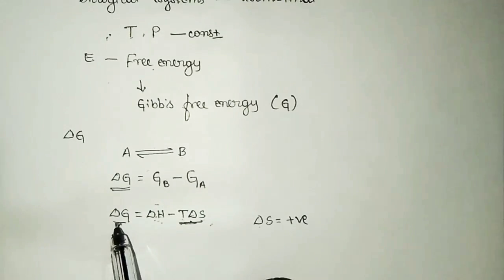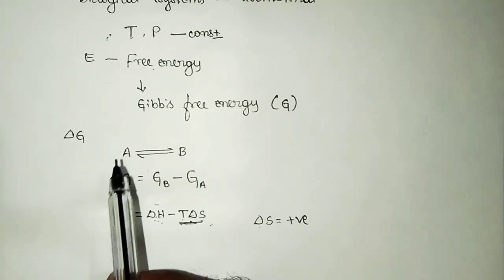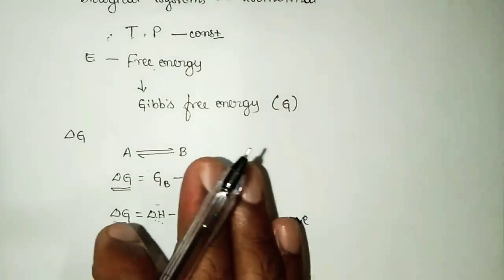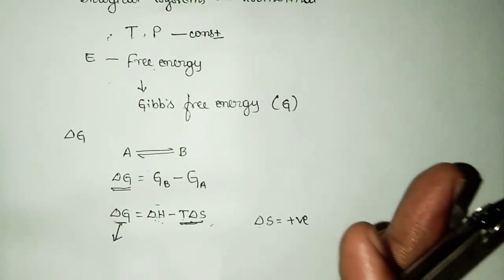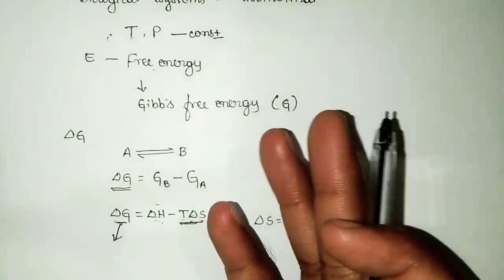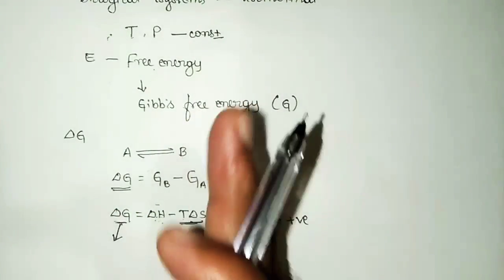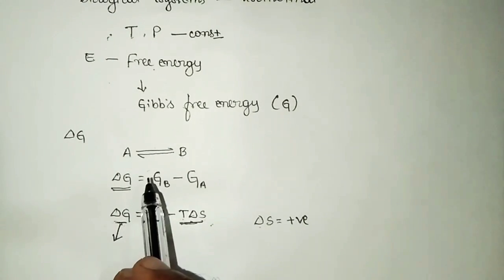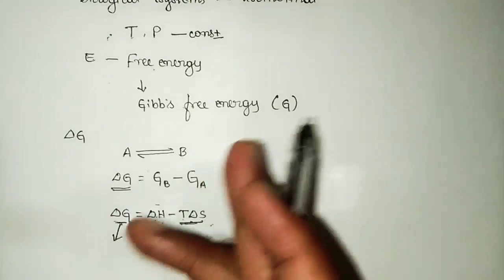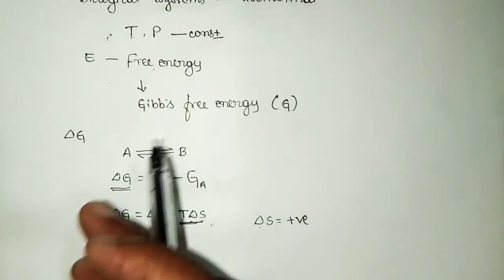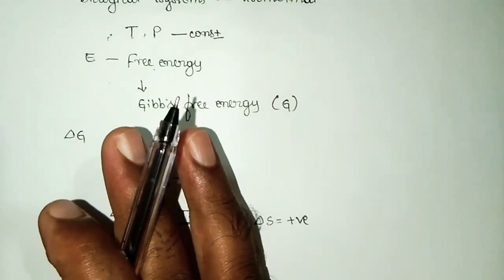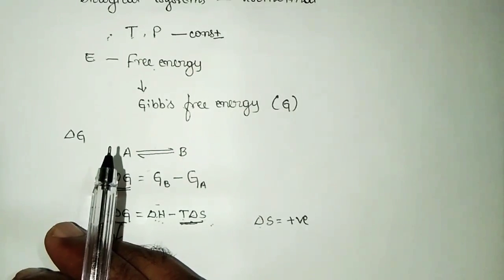So delta G is very important in the field of thermodynamics, which is applied in biological systems. By knowing the value of delta G, it is possible to predict the direction of the chemical reaction. That means whether the reaction is going in the forward direction, or in the backward direction, or whether it is attaining the equilibrium position. This information we can get from the value of delta G. As well, by knowing the value of delta G, it is possible to evaluate the amount of useful work that can be extracted at constant temperature and pressure.